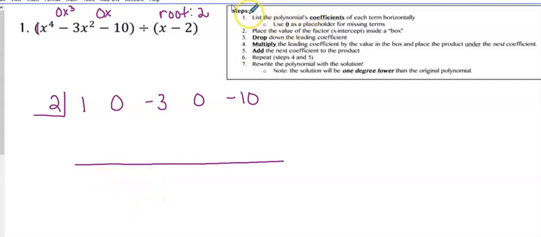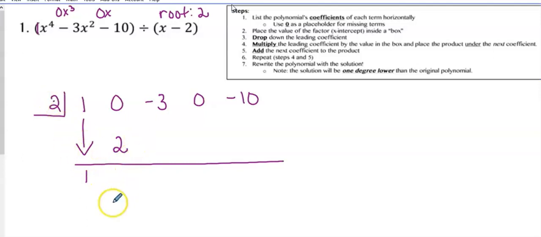Okay, so let's see. We've done steps 1 and step 2 so far. Okay, we put the root, the value of the factor, we've put it in a box, and we've done the coefficients. Now we are always going to bring down the first coefficient. That's going to be right there. Okay. Then what we're going to do is we're going to multiply this root times this coefficient. So we're going to multiply 2 times 1 and put that here.